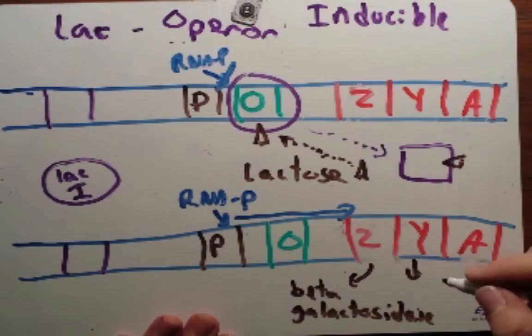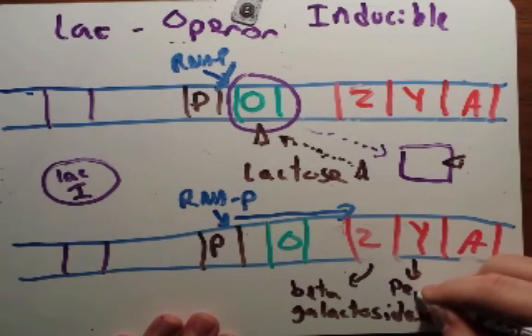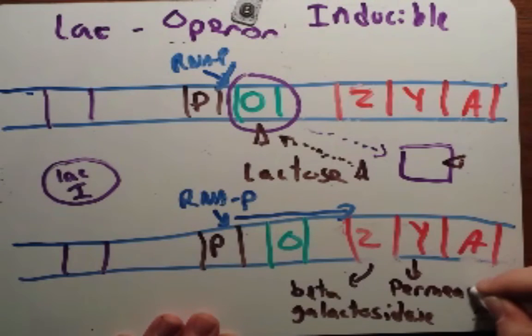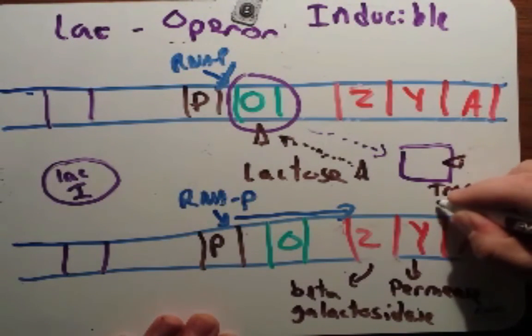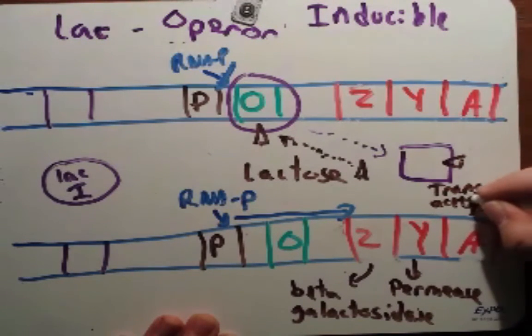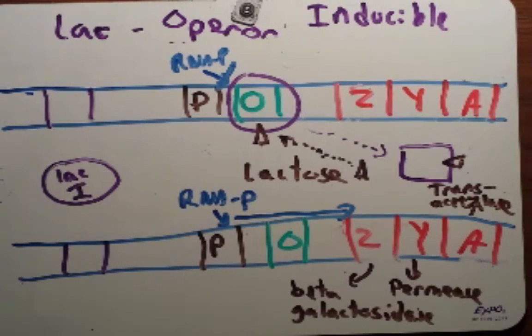Gene Y is a permease. Remember that protein that brings lactose into the cell. Gene A here is a transacetylase. And we're not going to talk about this. Transacetylase. Focus on beta-galactosidase and permease.